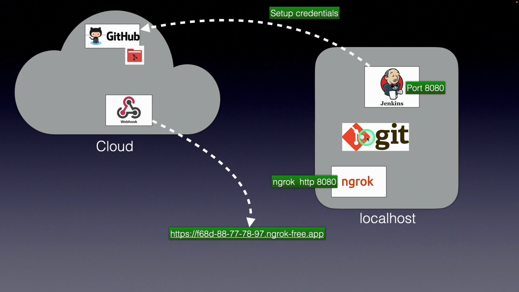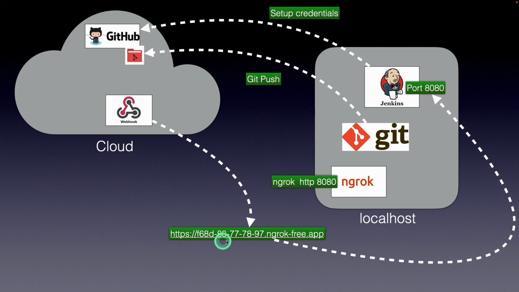Now, what we'll do is, we can just do a sample git push from our local machine to GitHub. And that should trigger the webhook, which will result in the event being delivered onto port 8080.